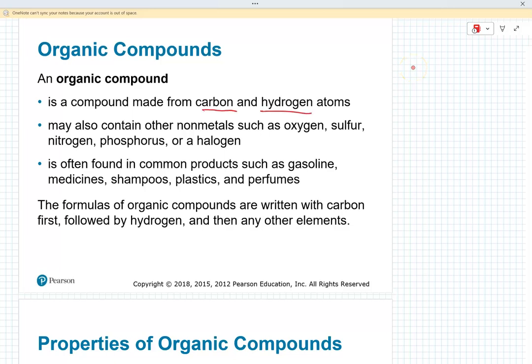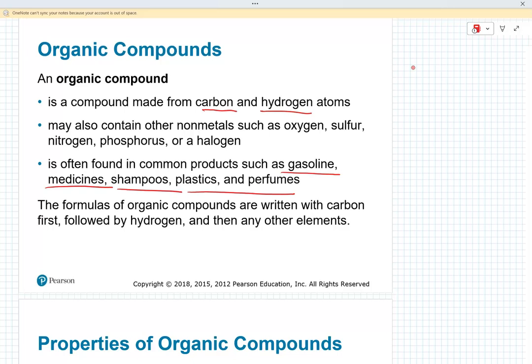Okay? Can there be other atoms? Absolutely. Anything from various nonmetals like halogens or sulfur, nitrogen, boron, phosphorus, but also even metals, so-called metallo-organic compounds. By and large, the number of organic compounds that surround us is way more than the number of inorganic compounds that we have to deal with on our day-to-day basis.